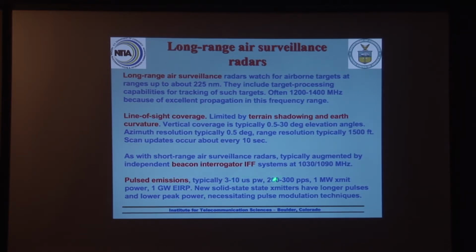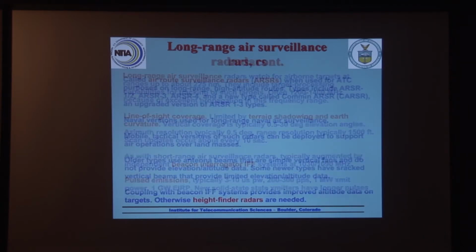So typically, these pulsed emissions are 3 to 10 microseconds. They're longer pulses, lower pulse repetition rates because of the longer ranges, but still for the tube-type radars, a megawatt peak power out of the transmitter, over a gigawatt actually of EIRP coming out. And again, there are solid-state systems that are in operation. They transmit the longer pulses at the lower peak power, and again, they have to use those pulse modulation techniques in order to get the range resolution back.